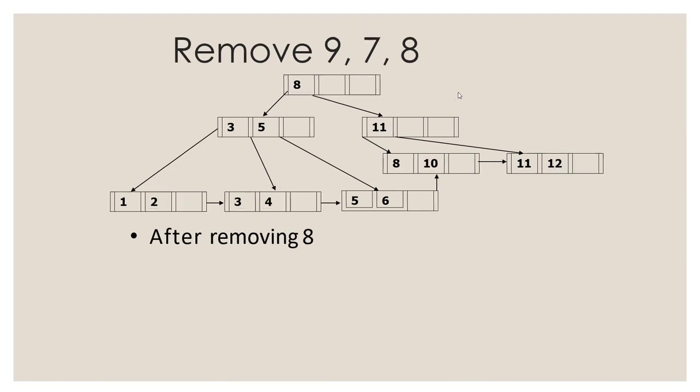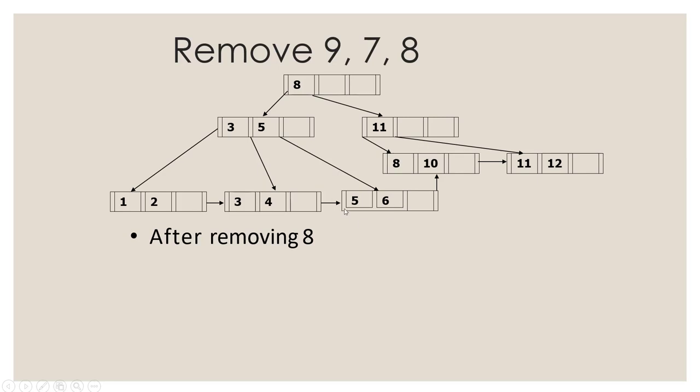Okay, so the next value to remove is 8. 8 again is the root node, it's an index. Yeah, and 8 is right here. So I'm going to get rid of 8, so this will only have 10. I can't borrow from here or here. Okay, so I'm going to have to merge with either this one or this one.